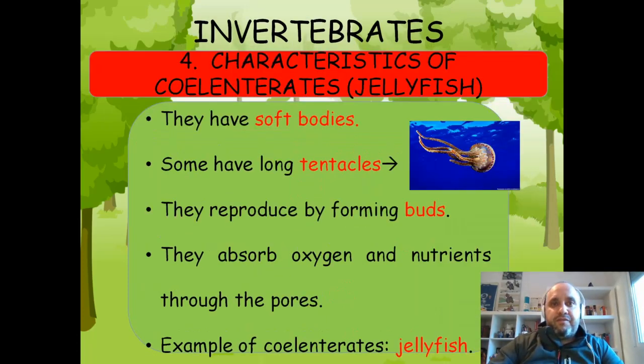Group number 4 of invertebrates, cnidarians. They have soft bodies, and some of them have long tentacles, like this jellyfish here. They reproduce by forming buds, and they absorb oxygen and nutrients through the pores. So they get the oxygen and nutrients from the water through the pores. And an example of cnidarians is the jellyfish.